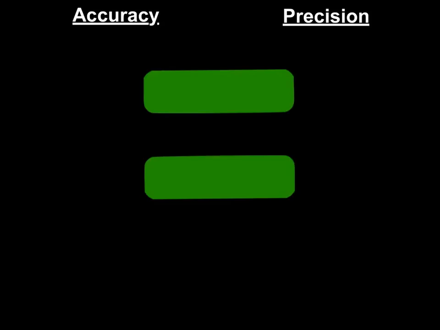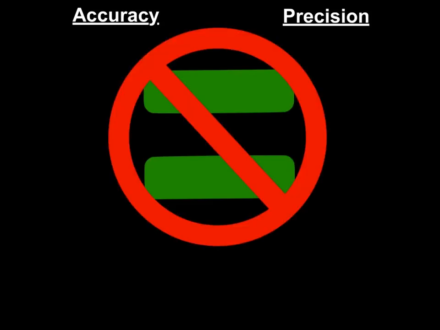The next big thing we need to look at is the difference between accuracy and precision. In regular speech, accuracy and precision are considered synonyms that can be interchanged. This is not the case in chemistry though. Accuracy and precision mean two entirely different things when we use them in chemistry, and you cannot mix them up.